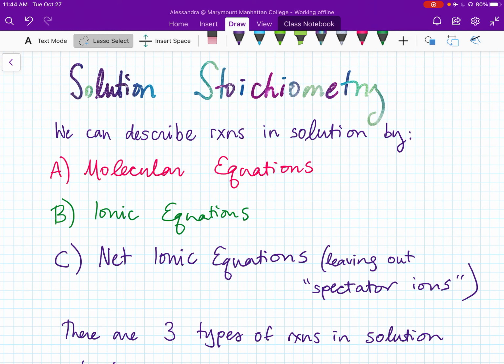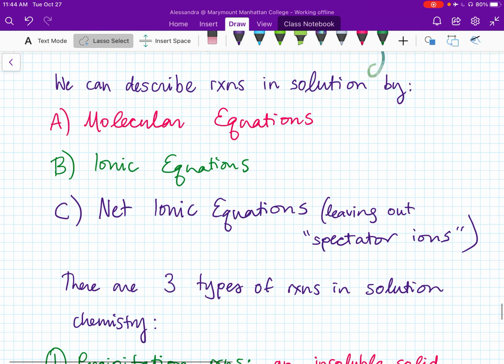And when we're dealing with reactions of ionic compounds, not all of the species involved in the reaction necessarily react. Some are spectator ions. They're just along for the ride. They're not actually engaging in any of the interesting chemistry of the reaction. So net ionic equations leave out the spectators and just focus on the ions that are really involved in the chemistry of the reaction.